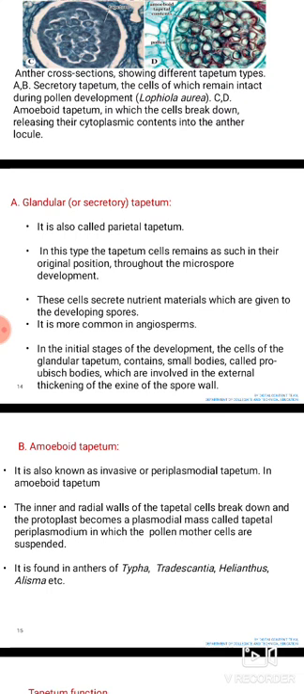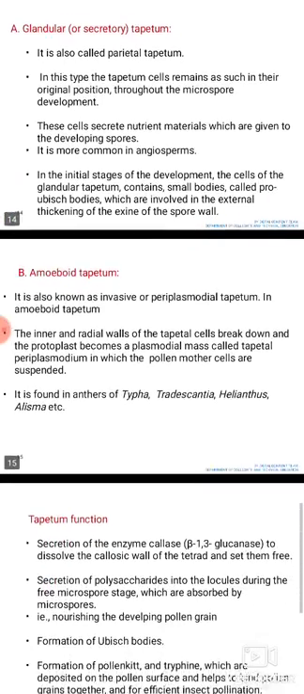In amoeboid tapetum, the inner and radial walls of the tapetal cells break down and the protoplasts become a plasmodial mass called tapetal periplasmodium, in which the pollen mother cells are suspended. It is found in the anthers of Typha, Tradescantia, Helianthus, Alisma, etc.